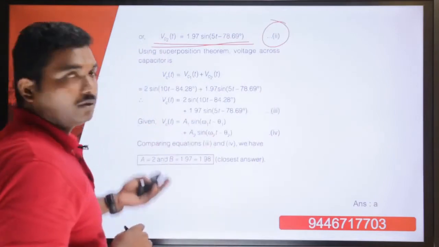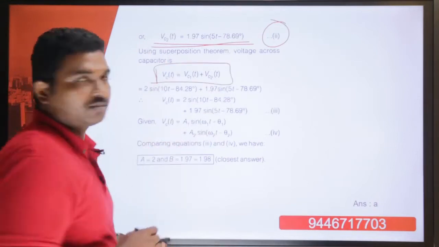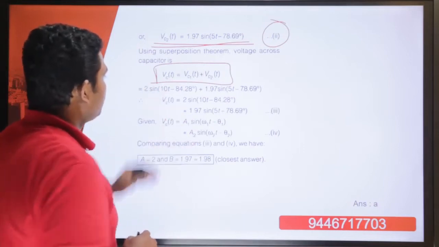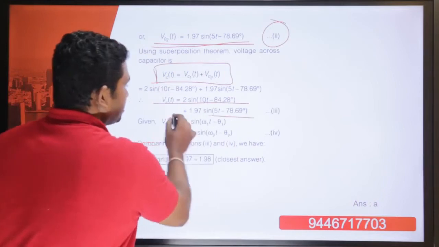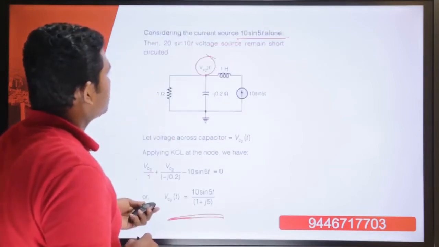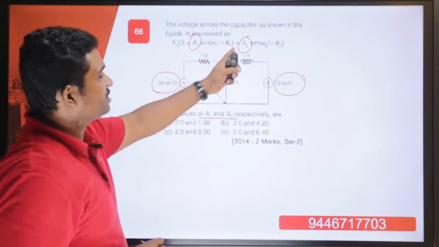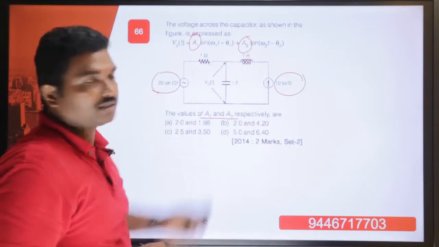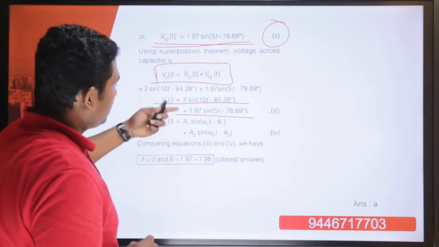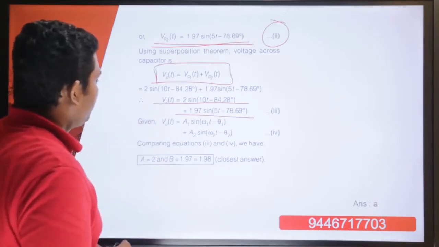So what will be the total voltage according to the superposition theorem? It is the algebraic sum of case 1 plus case 2. So we are going to sum this up, and then we will get a Vc of t expression as expression 3, and there is a given equation of Vc of t. The Vc of t equation is A1 sin(omega 1 t minus theta 1) plus A2 sin(omega 2 t minus theta 2). Rewriting that equation and comparing the obtained equation with the given equation, we will be able to isolate A1 and A2.